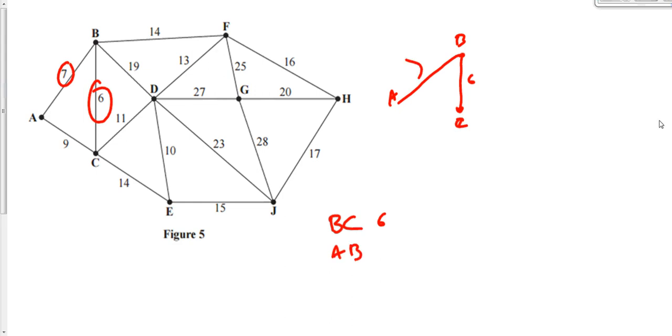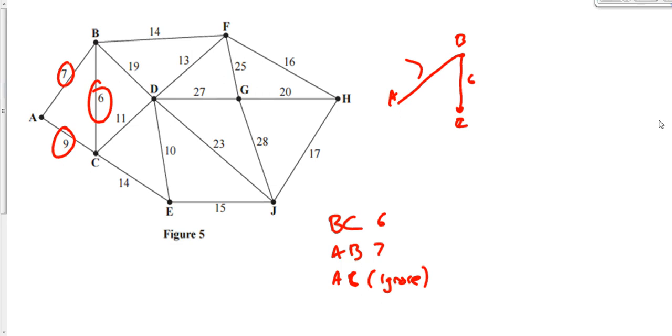The next shortest is AC. Now we have to say AC and then ignore. We have to say that we ignore it or that we don't choose it. We don't need to say why, and it's because it would make a loop. So we say we look at AC, we consider it, but we do not choose it.